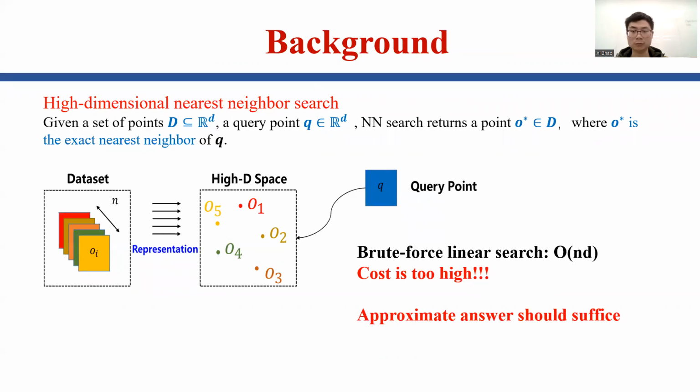The problem we want to answer is high-dimensional nearest neighbor search. Given a set of points D in R^d and a query point Q, NN search returns a point O* in the dataset D, where O* is the exact nearest neighbor of Q. Many real-world applications can be reduced to finding similar items in a high-dimensional dataset, such as web search, image classification, and so on. Hence, this problem is very important.